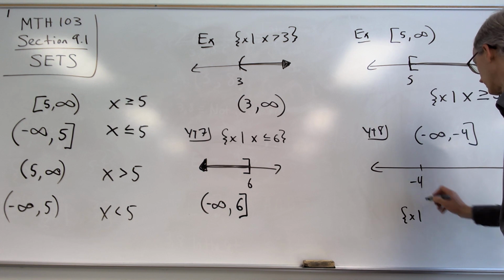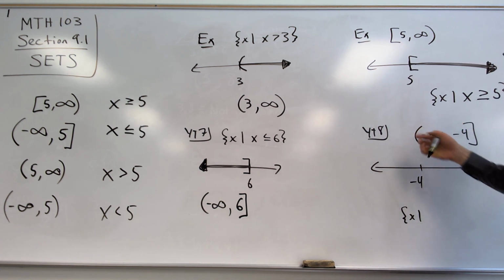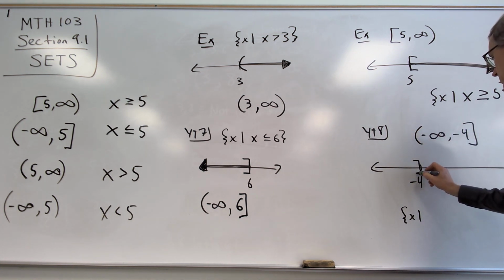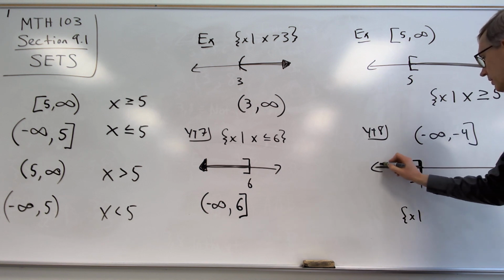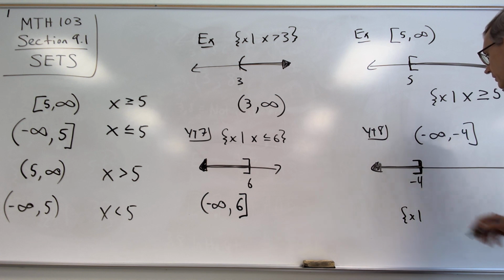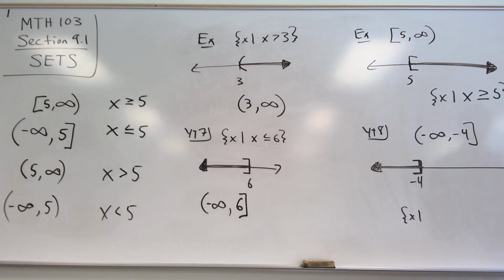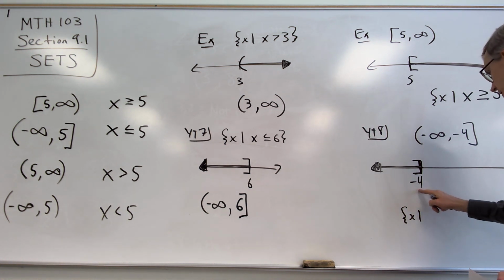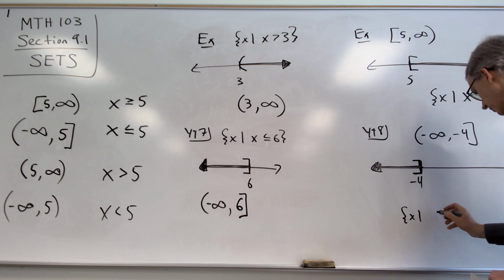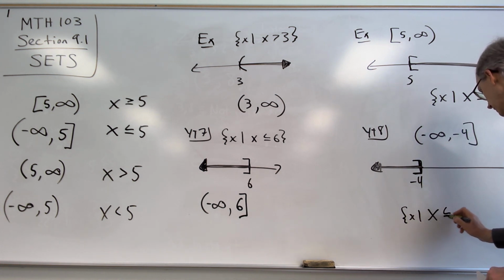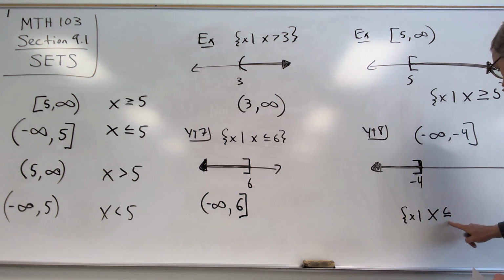Boundary of -4, and we're going to the left, going to negative infinity, so a bracket here at -4, and shade to the left, and fill in the arrow. Now for set builder, we're starting at -4 and going less than -4, so x less than or equal to, because the bracket corresponds with less than or equal to, and -4.